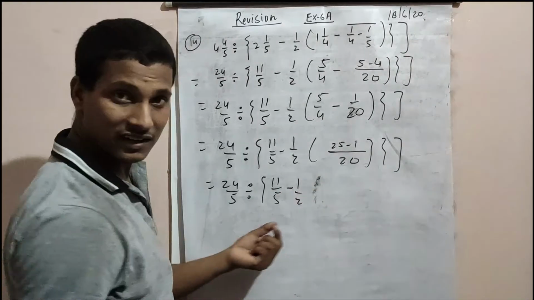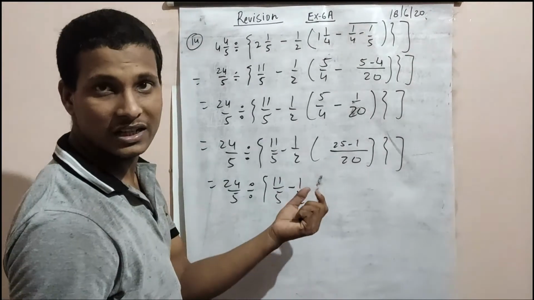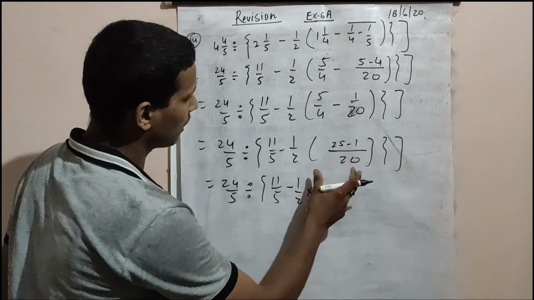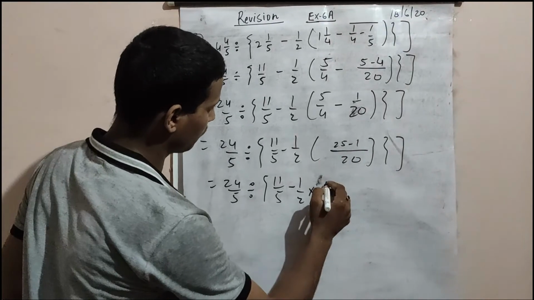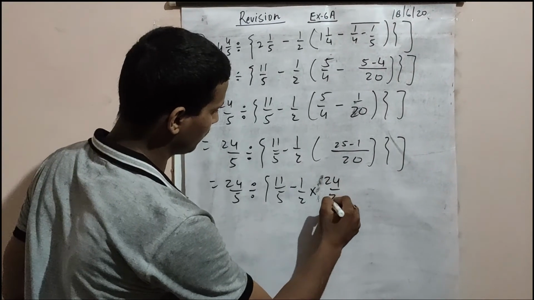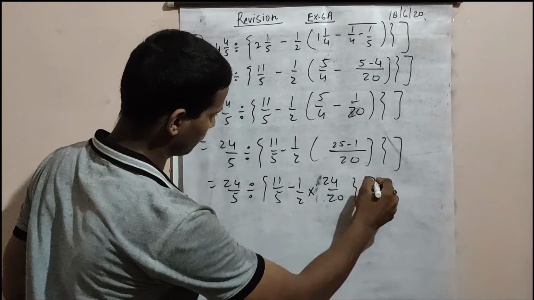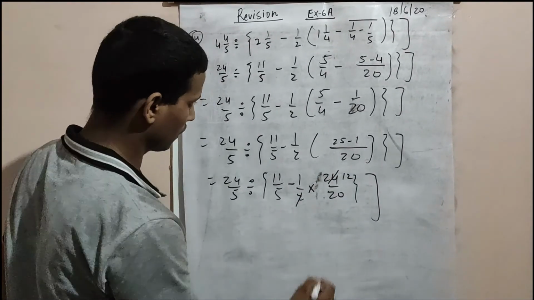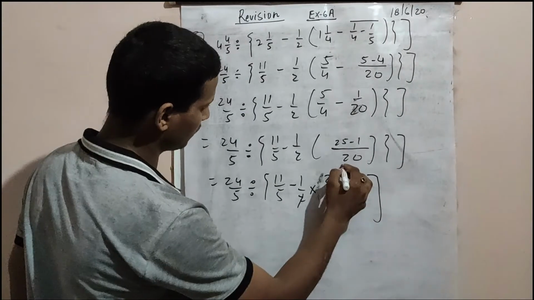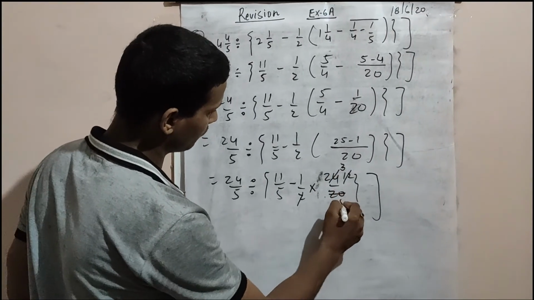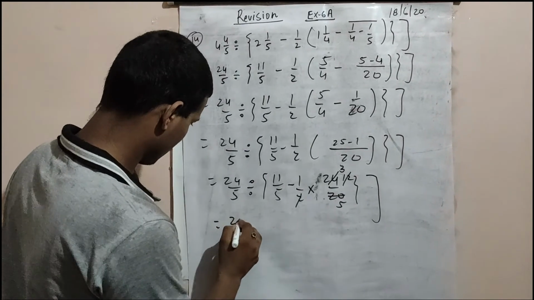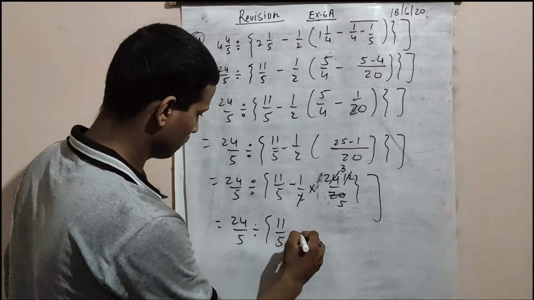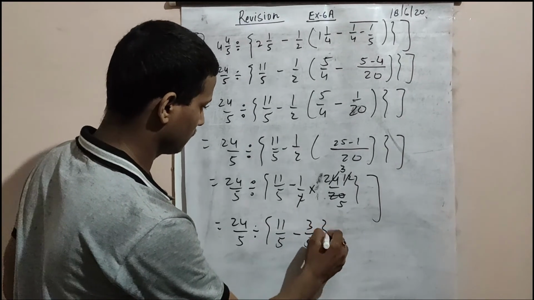Now here there is no sign. If no sign is given, then we will take it as multiplication or product. So the multiplication sign is there after removing the bracket. 25 minus 1, that is 24 by 20. Okay, so 2 1s are 2, 2 12s are 24. Then 4 3s and 4 5s. We can simplify where it is needed. 11 by 5 minus 3 by 5.